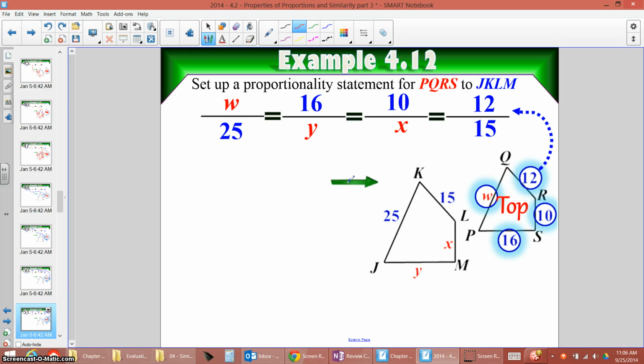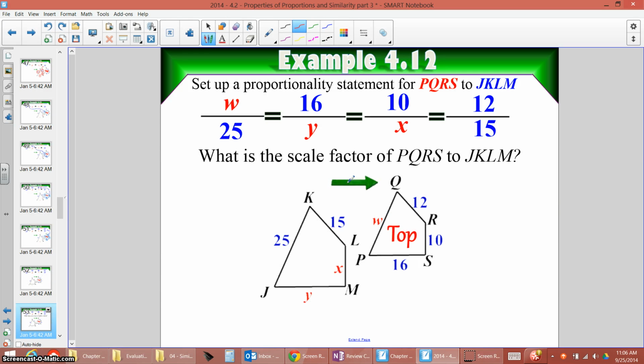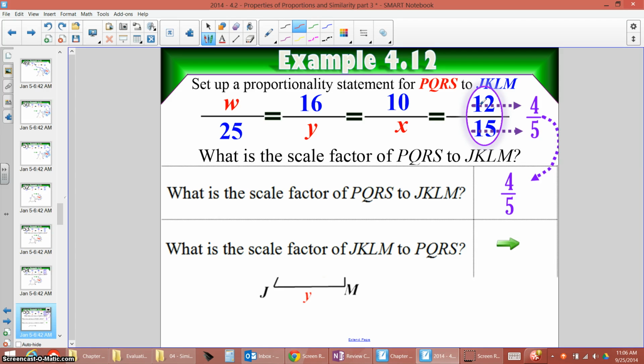Now, if we find the scale factor in this problem, I need to set up one over the other. And I don't have any numbers except for here at the very end. I've got 12 over 15. If I have that, I can reduce that fraction down, and my scale factor is 4/5. So now this 4/5 is going from the top to the bottom.